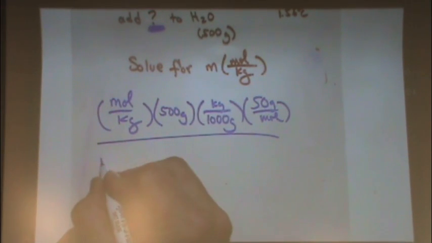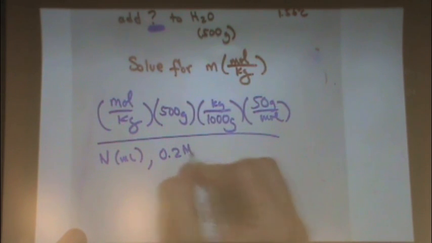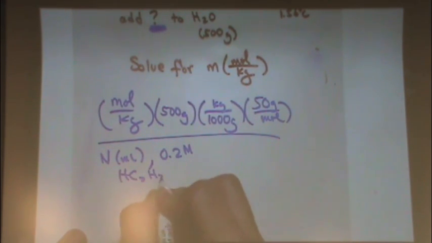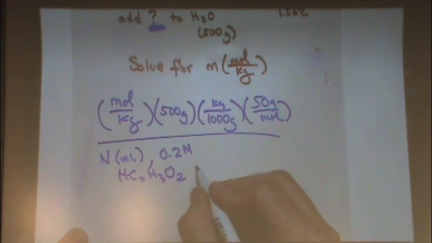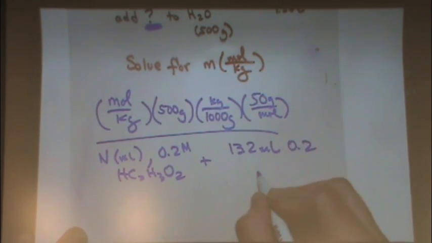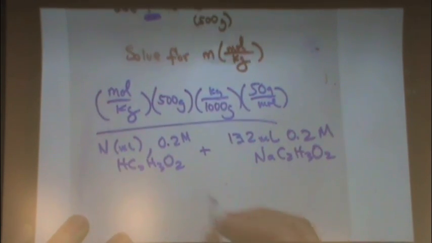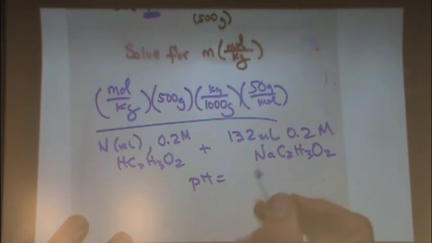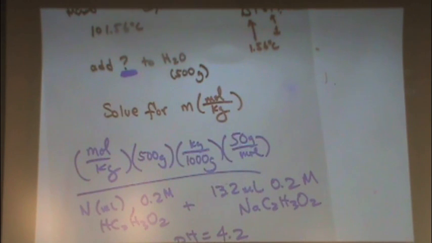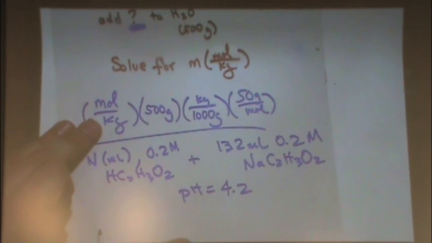We want to know the volume in milliliters of 0.2 molar acetic acid, HC2H3O2. It's mixed with 13.2 milliliters of 0.2 molar sodium acetate, and it gives a buffer. You should have already known that it's a buffer because I have an acid and its conjugate base. So in order to solve this, I'm going to use the Henderson-Hasselbalch equation.